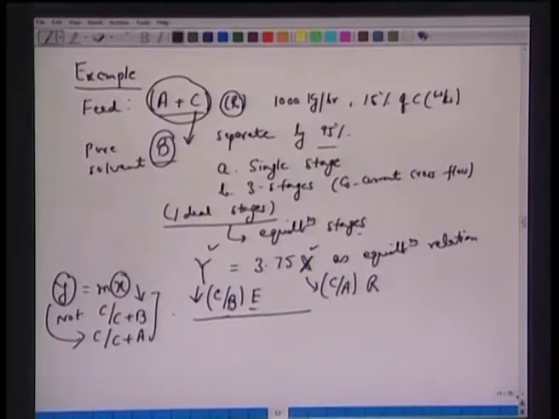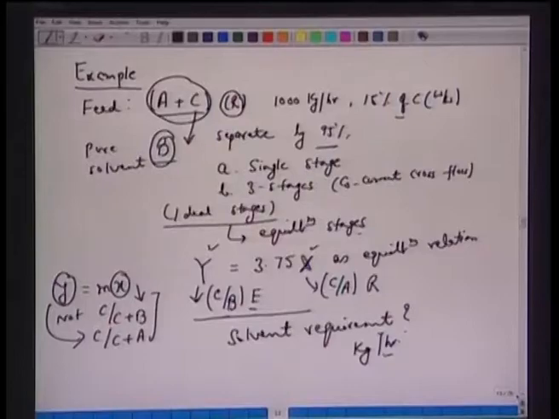So, let us go back again. 1000 kg per hour of feed contains 15% of C. We have been asked to reduce it by 95%. And the question is, how much is the solvent requirement in both cases? So, how much in kg per hour is required? Okay.